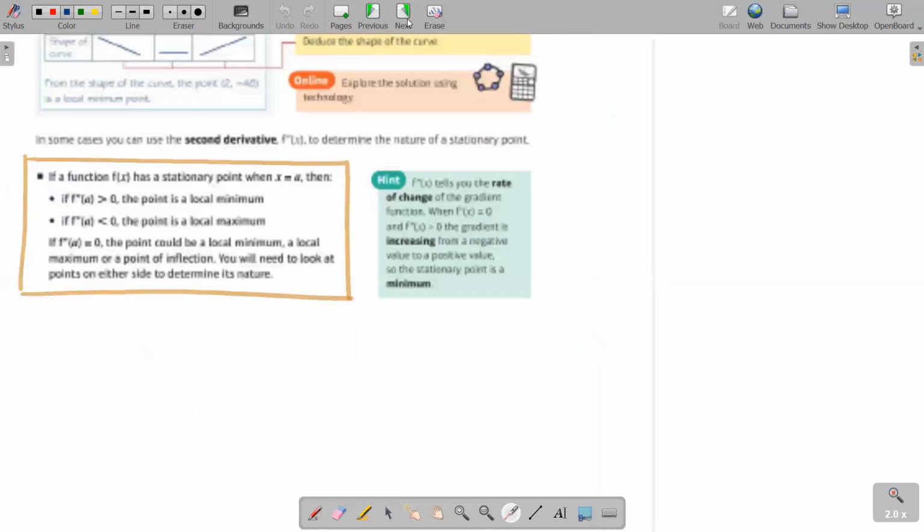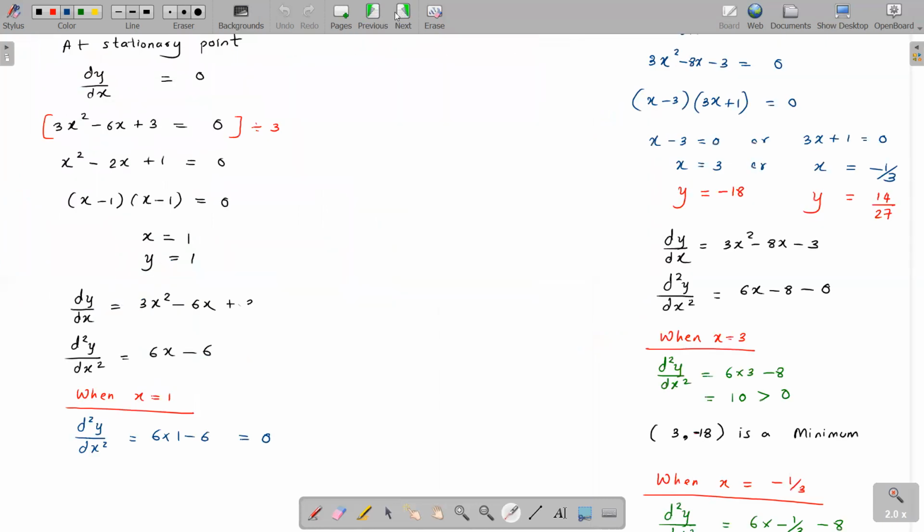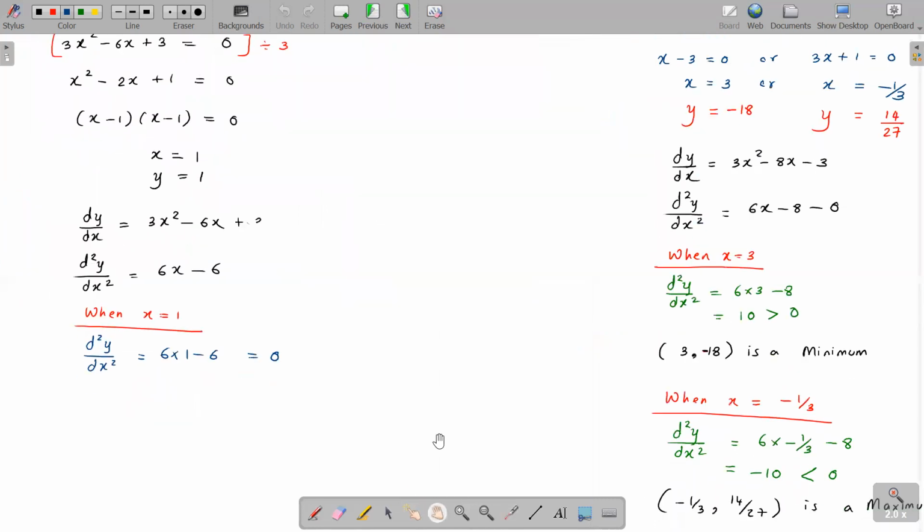In this case, they are asking you to look at the points on either side to determine the nature, which means you have to do it manually. So whenever your second derivative is 0, to determine whether it's a minimum or a maximum or a point of inflection, you will need to do it manually. Now you can see we came to the point where we have to do it manually, because why? Our second derivative became 0. So if your second derivative is 0, what does it mean? This point 1, 1 can be a minimum or a maximum or a point of inflection. Are we sure about it? No, we don't know which one it is. So we have to determine now which one it is.